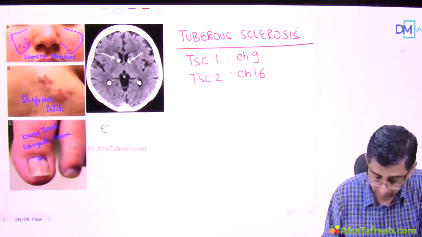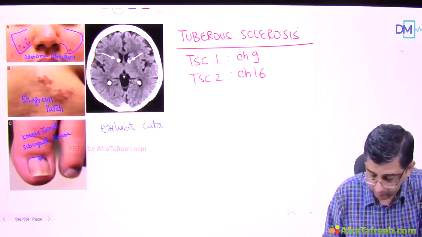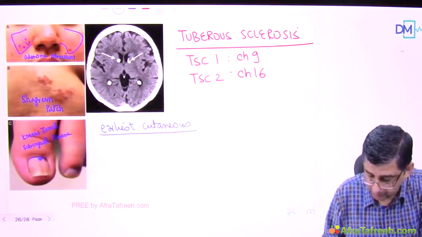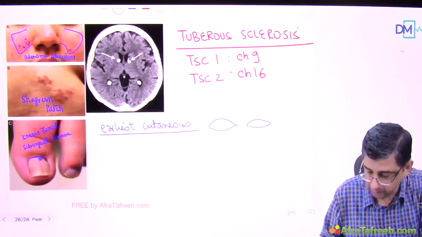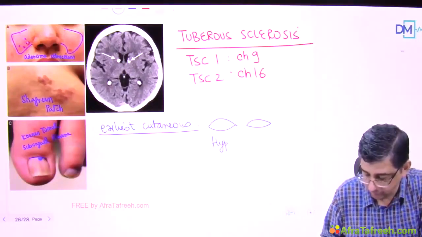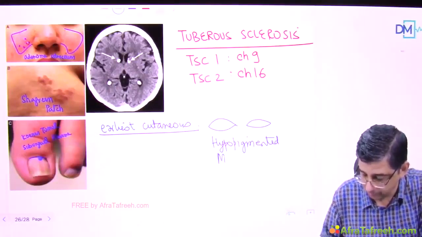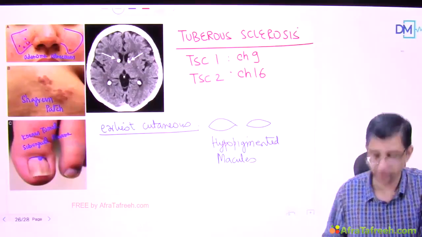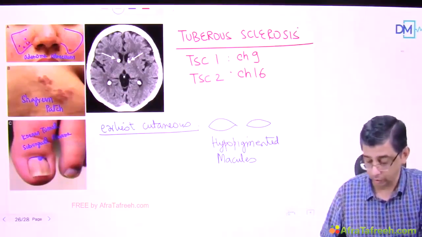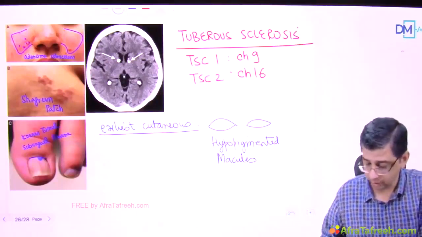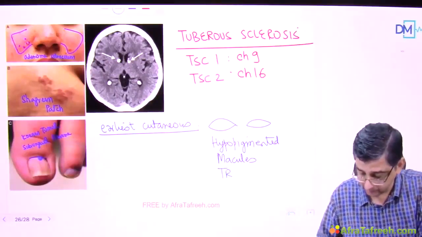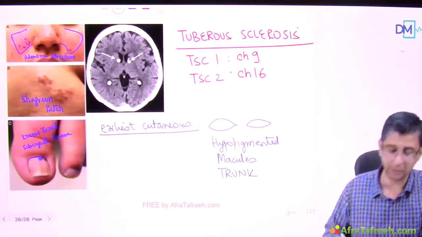The earliest cutaneous manifestation in tuberous sclerosis, however, would be the presence of ash leaf macules. On the skin of an Indian patient, you would be able to easily notice, because we Indians are relatively dark skinned, the child will be having these hypopigmented macules. These hypopigmented macules are usually encountered on the trunk of the child. This would be the earliest cutaneous marker.